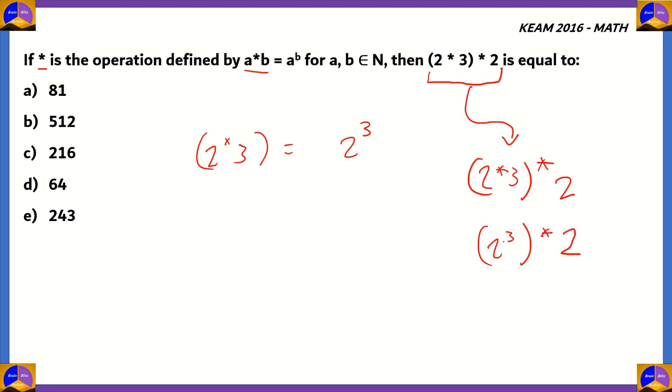Everybody knows that 2 times 2 times 2 equals 8, so 2 cube is 8. And then 8 starred with 2 means 8 squared will be the value of 2 starred 3 inside the bracket and then starred 2 outside the bracket. So 8 squared, that is 8 times 8, is equal to 64. Therefore, option D, 64, is the correct answer to this question.